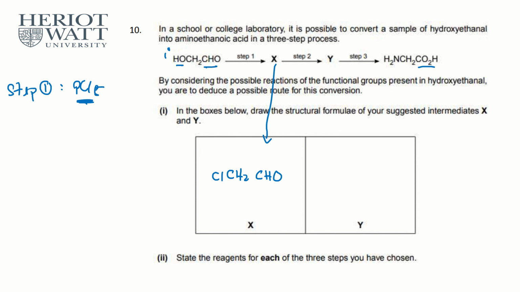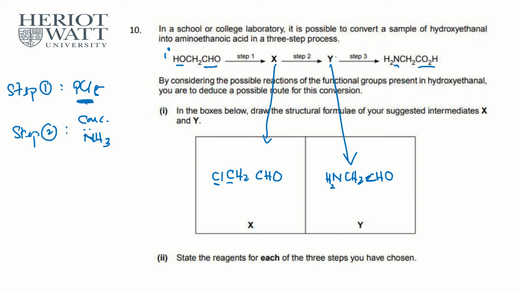Now, how do I change the Cl into NH2, which is what we want at the end? Nucleophilic substitution. So what are we supposed to add? Step 2. If you remember, we just add concentrated ammonia, and we will get NH2 at the end. So this is nucleophilic substitution. The lone pair from NH3 attacks the carbon here, and then you replace the Cl. The final structure is CH2NH2, like what we want, and the CHO, the aldehyde, is still the same for Y. We don't change it yet.